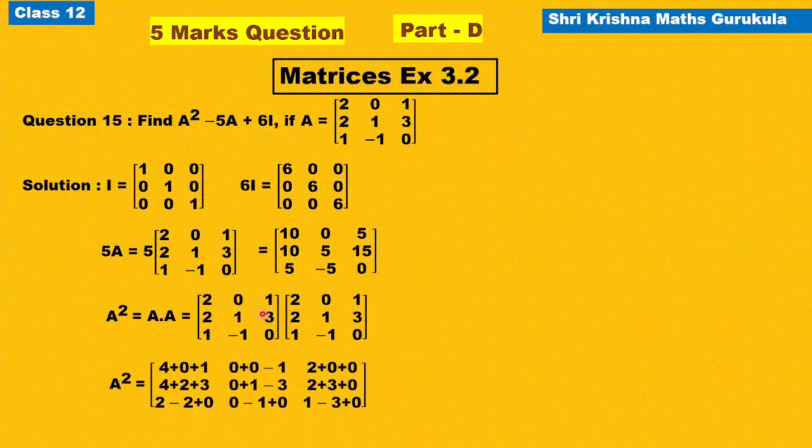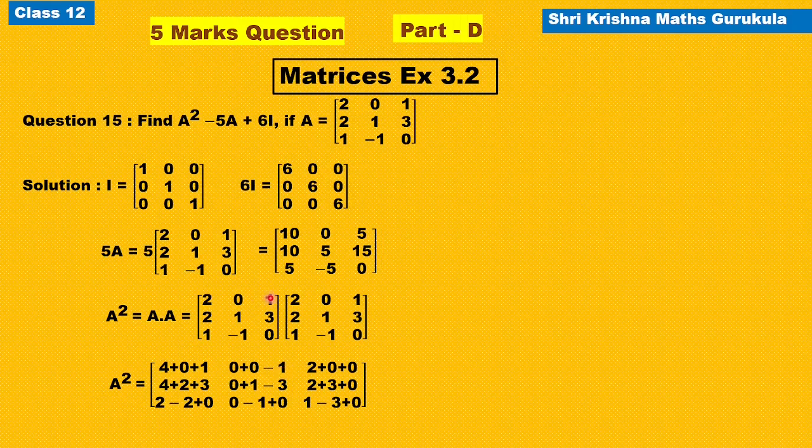So to begin with, I'm considering first row and first column. That would be 2 into 2, 4, 0 into 2, 0, 1 into 1, 1. So it will be 4 plus 0 plus 1. Now I'm considering first row, second column. That is 2 into 0 is 0, 0 into 1 is 0, 1 into minus 1 is minus 1. So it is 0 minus 1.